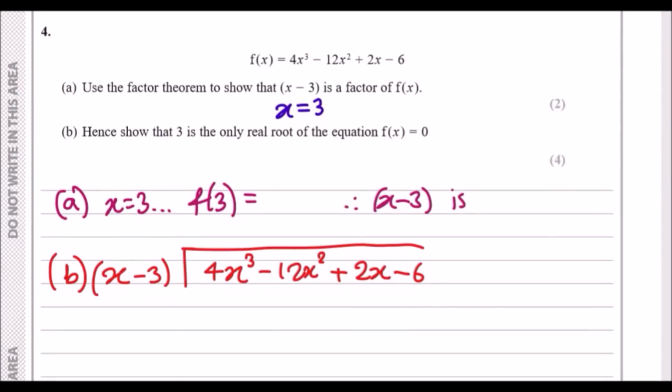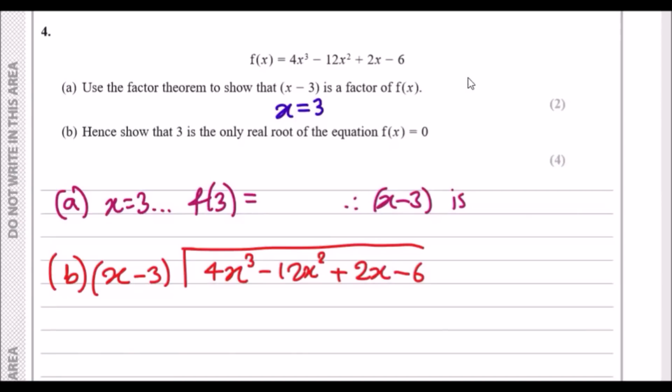Okay, guys, number 4. Let's check it out. So here we're given a cubic equation as a function. So we know it's cubic because it begins with an x cubed term. Now the question tells us that we need to use the factor theorem to show that x minus 3 is a factor of f(x). So essentially, to show something is a factor, you just have to plug in the value of x equals 3 into this equation.